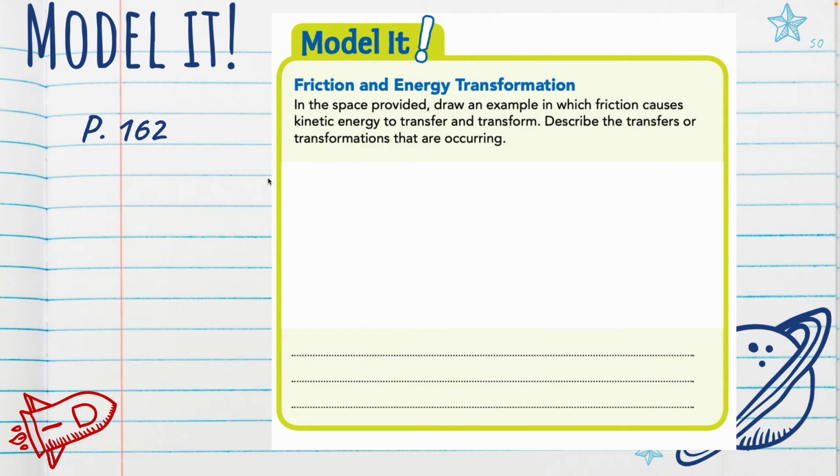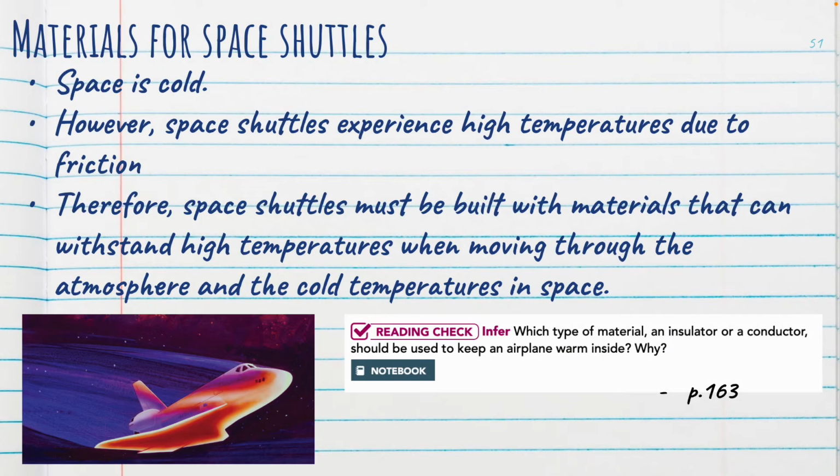But think about when there's two things. Cars would be a great example. So think about cars. If you like four-wheelers, any of those sorts of things, think about where is friction on those things and how is there a transfer of energy. So answer Model It on page 162. If you want to pause, go ahead and pause. Otherwise, continue on and then come back and do that part.